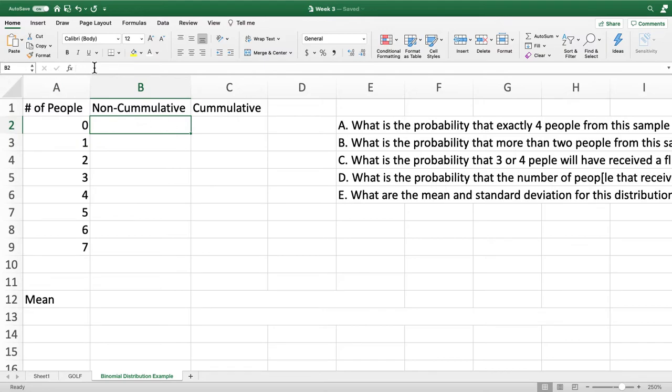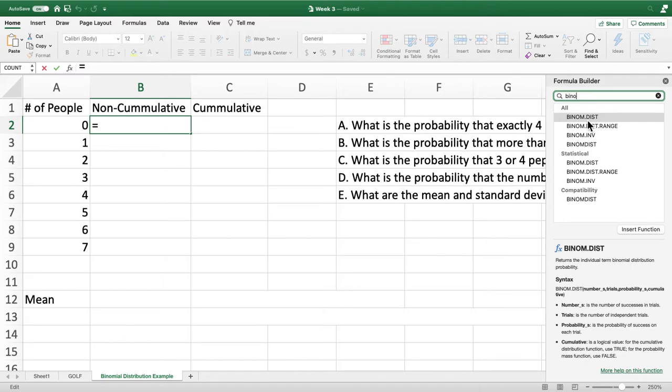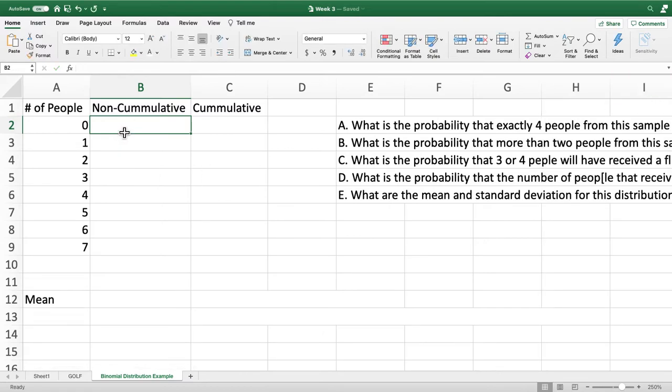So what we're going to do is we can either use that function builder and search for our binomial distribution, so binom.dist. And you can insert the function and use the formula builder over here. If you look down here, it tells us exactly what pieces this formula needs. It needs the number of successes in the trials, the number of independent trials, the probability of success, and then is it cumulative? So are we looking at the overall probability or the probability of that number of successful trials? I'm not going to use the formula builder. I'm just going to type it in.